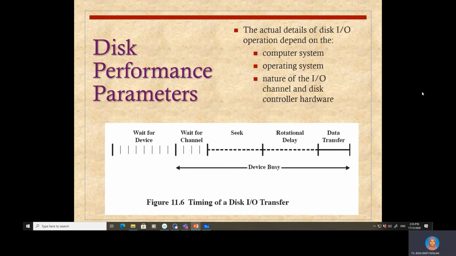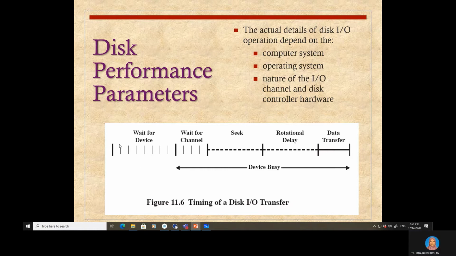Okay, now I shall discuss these performance parameters. The actual details of this I/O operation depend on the computer system, operating system, and nature of the I/O channel and disk controller hardware. This figure shows the timing of a disk I/O transfer.